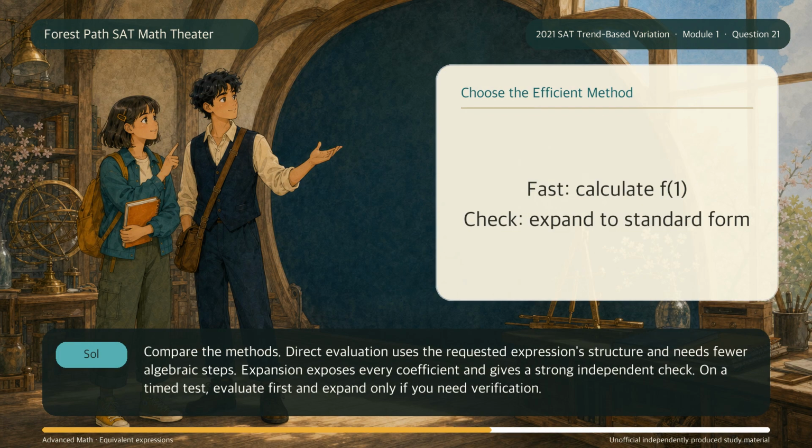Compare the methods. Direct evaluation uses the requested expression structure and needs fewer algebraic steps. Expansion exposes every coefficient and gives a strong independent check. On a timed test, evaluate first and expand only if you need verification.